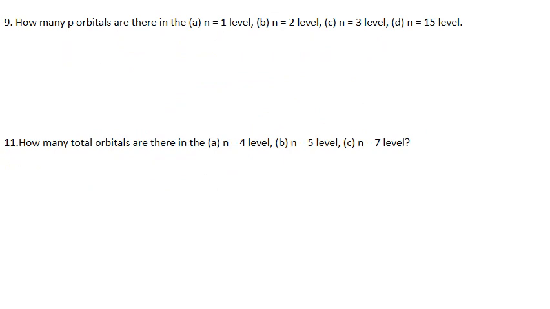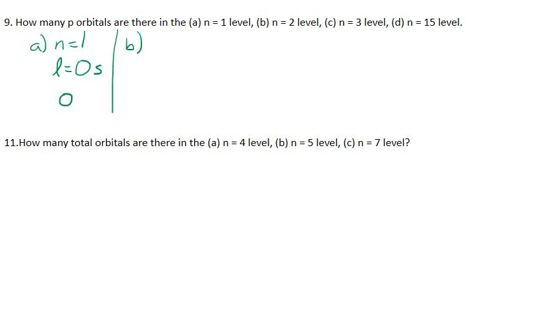All right, last 2 problems here. Number 9 says how many p orbitals are there in n equals 1 level, n equals 2 level, and so on. This is kind of a trick question. Well, for A, if n is equal to 1, then the only possible L value I can have is 0, which corresponds to an s orbital. So therefore the answer to A would be 0.